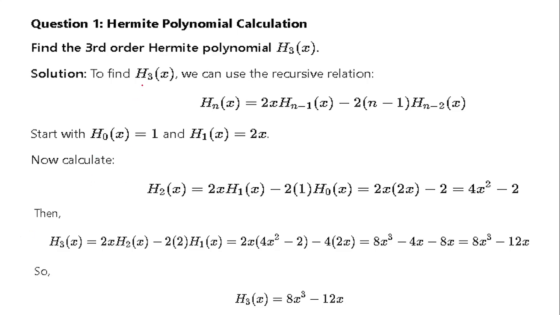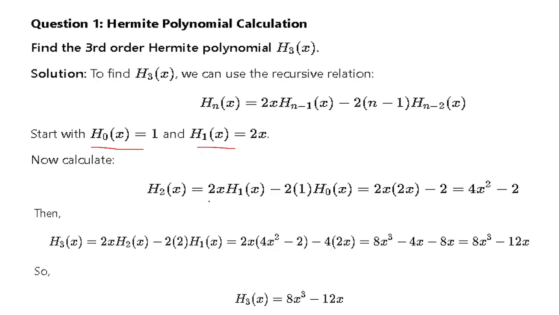Now, what to find for the H3? The H3, we have to first of all know for H0 and H1. Then we follow this recursive relation. So for this recursive relation, we already know for 0, we all know for 1.